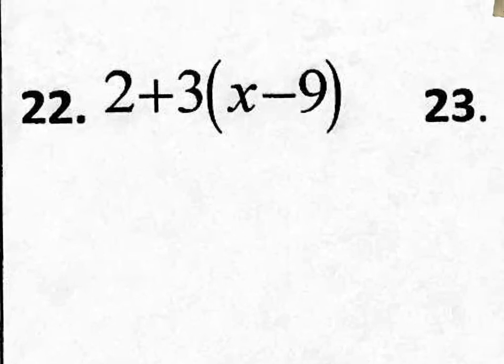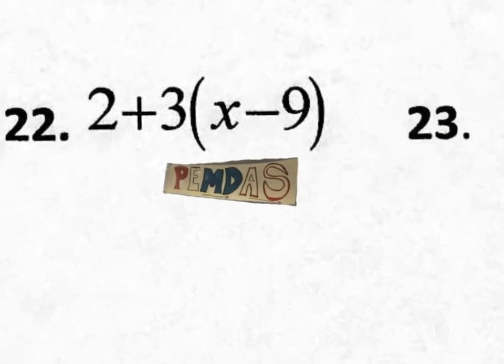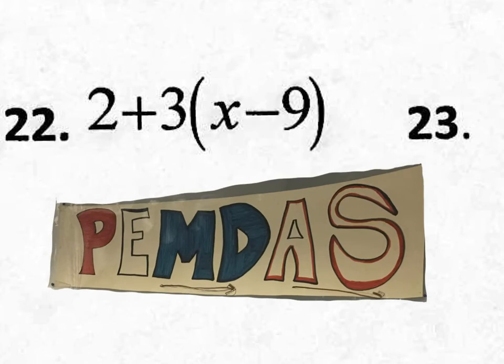Again, just reviewing PEMDAS, you always start with parentheses, but inside the parentheses it says x take away 9. You can't do that. If it said x take away 9x, then yeah, you could do that, but you can't subtract or add letters and numbers. So you can't do parentheses. There are no exponents. Is there multiplication or division? Yes. Where's the multiplication at? It's right here, 3 times x minus 9. So that's what you're going to be doing, the multiplication.